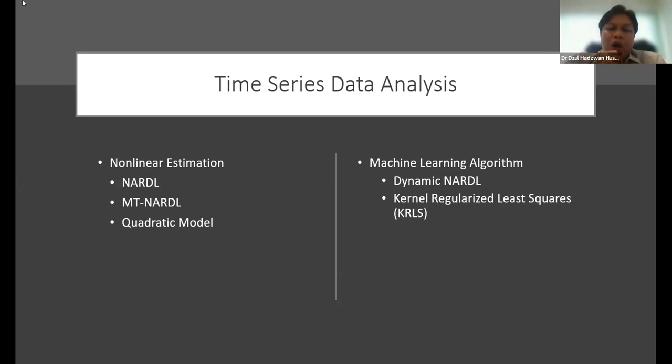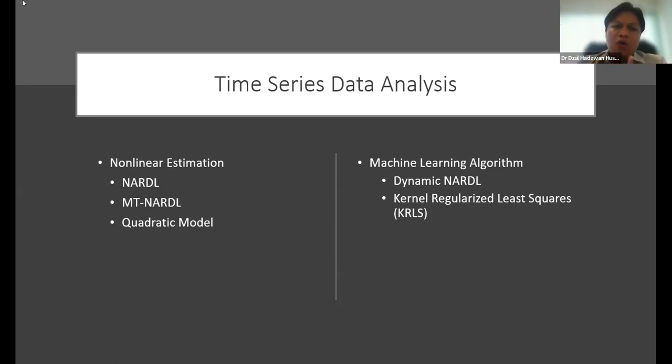Before this, we have linear and nonlinear. And nowadays, to deal with AI, we have another, the latest technique: machine learning algorithms. Currently, the most stable techniques that we can use are first dynamic NARDL, and second kernel least square. These are the two things that currently are quite stable and robust for us to use for our empirical study.